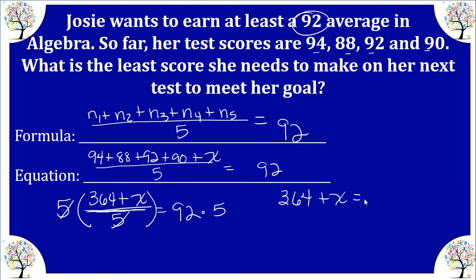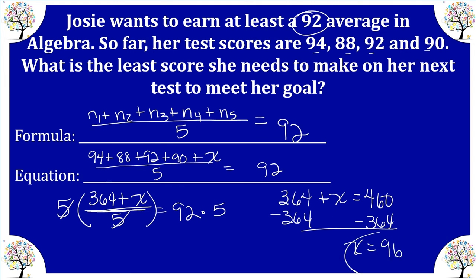92 times 5 is 460. Now we're going to subtract out 364, and x, the grade that she needs to make on her next test, is a 96. So if she makes a 96, she will have an average of at least a 92.